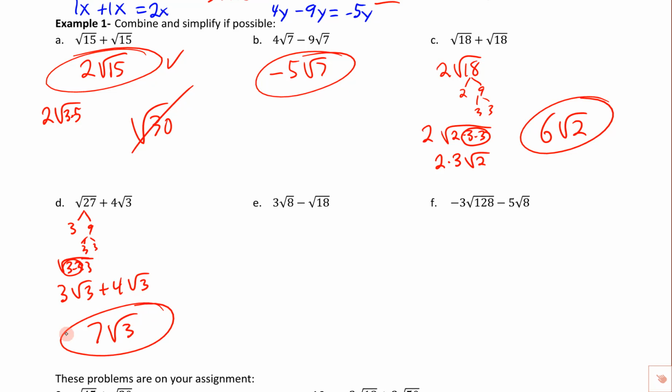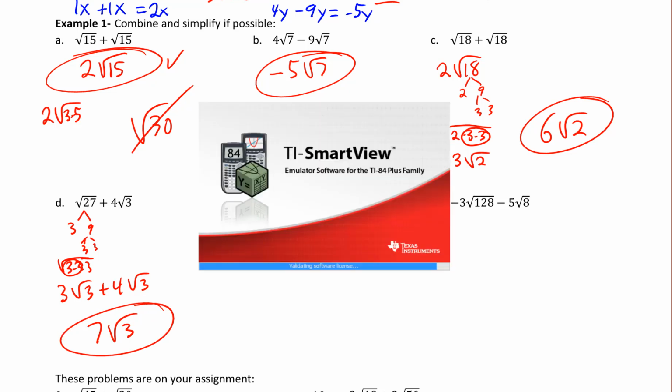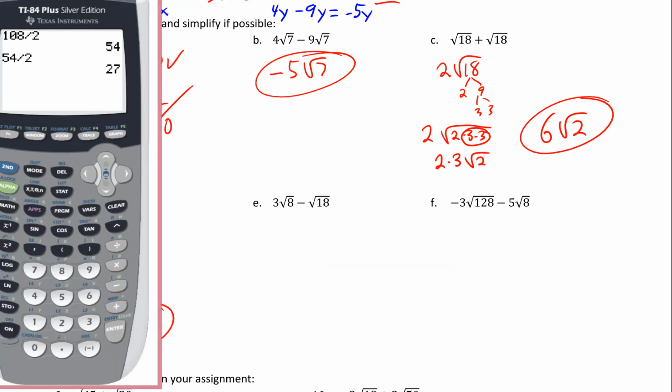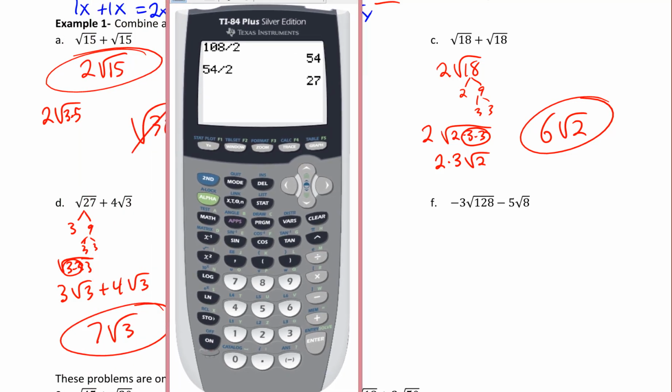Now just to double check and convince you that we do actually have this right, I'm going to go ahead and pull up the calculator, and we're going to type in both of those expressions and make sure that they are exactly the same thing. I'm going to type in the original problem, radical 27 plus 4 radical 3. So that's going to be square root of 27. Again, make sure you hop out from underneath that radical.